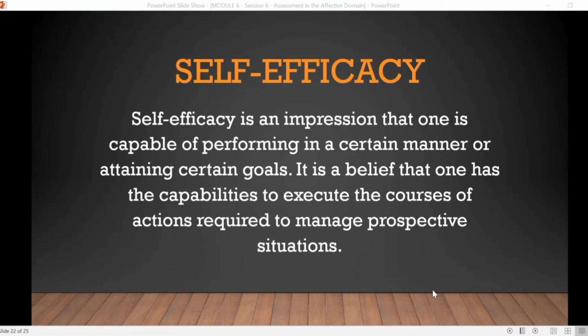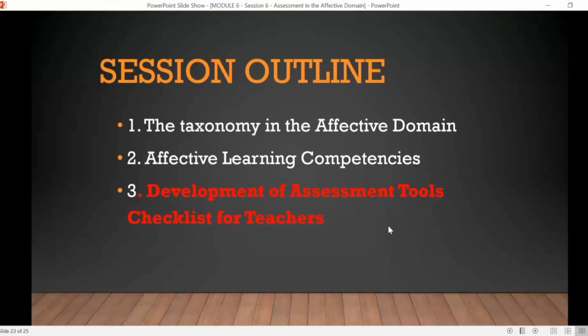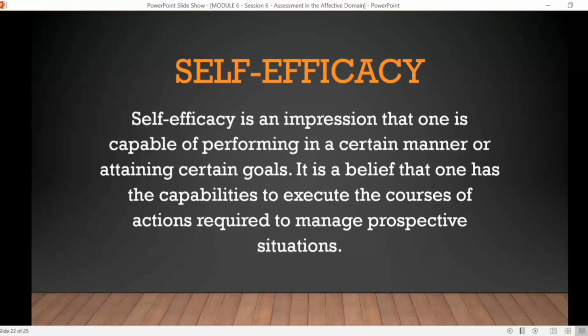So self-efficacy depends on your assessment of yourself toward an activity. Okay? It is a belief that one has the capabilities to execute the courses of action required to manage prospective situations. Okay? So that's what we mean by self-efficacy. So it's part of the affective domain. Okay? Attitude, motivation, and self-efficacy.